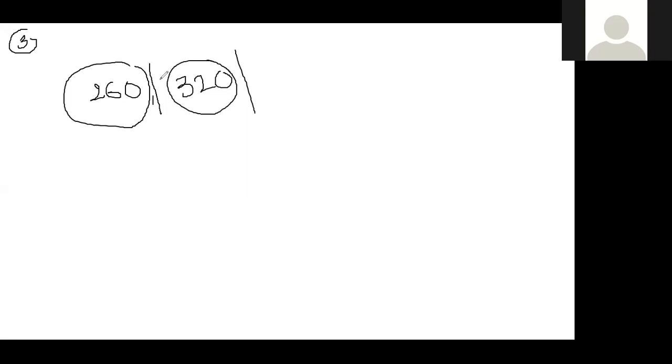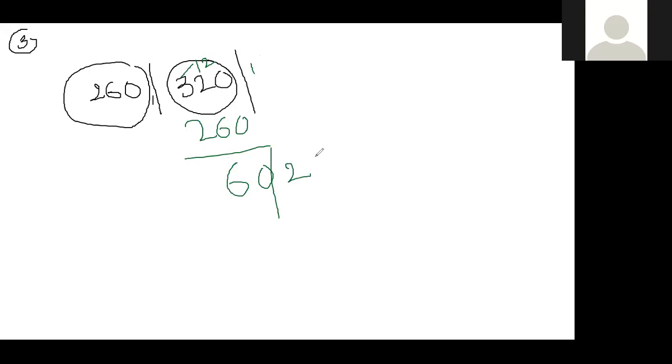Then in the 260 table, where does 320 go? 261s are 260 only. Yes or no? Yes, 260. Then take the subtraction: 0, carry 10, 12 minus 6 is 6. Here remaining is how much? 2. 2 minus 2 is 0. Again I got how much? 60.